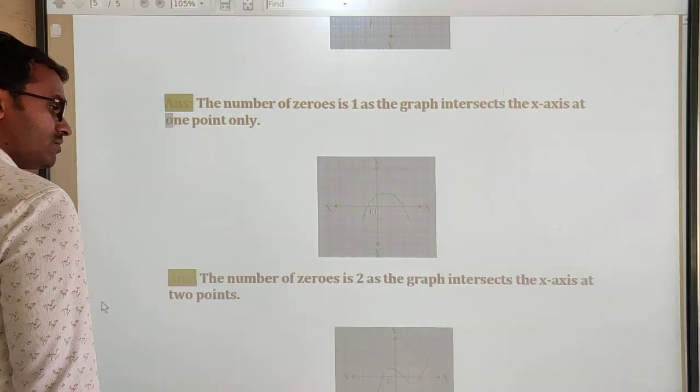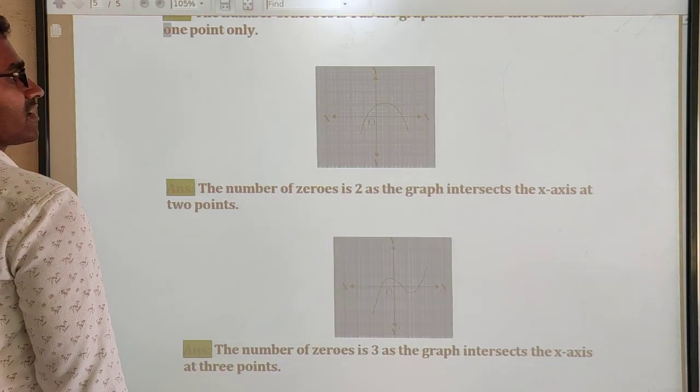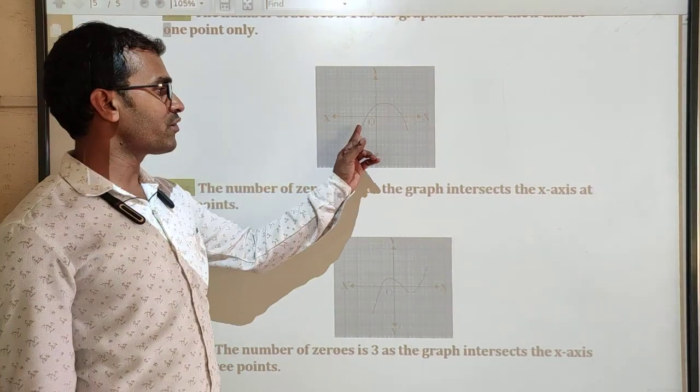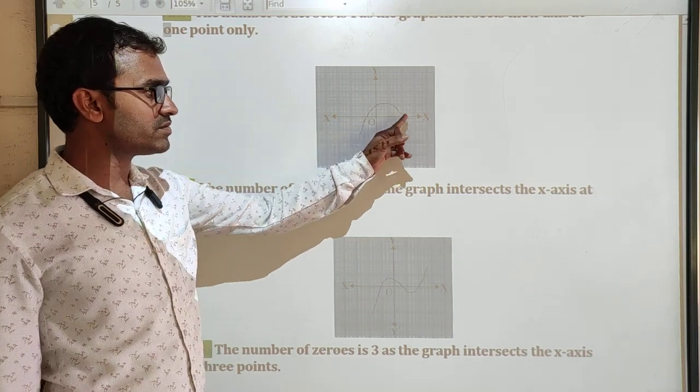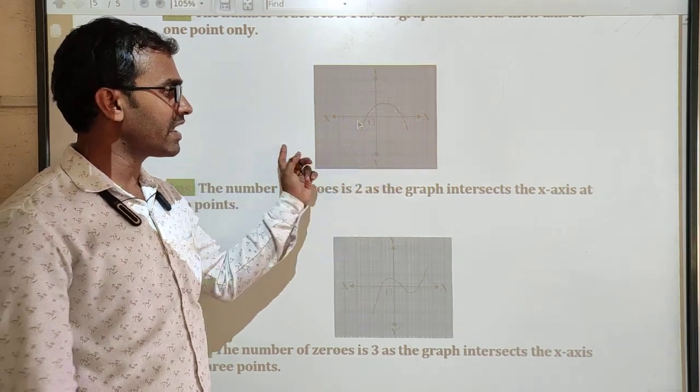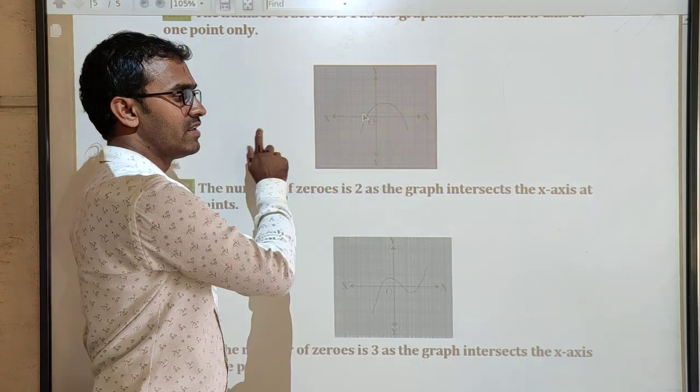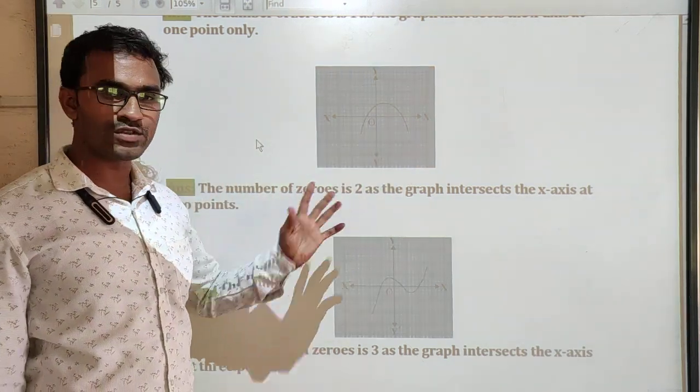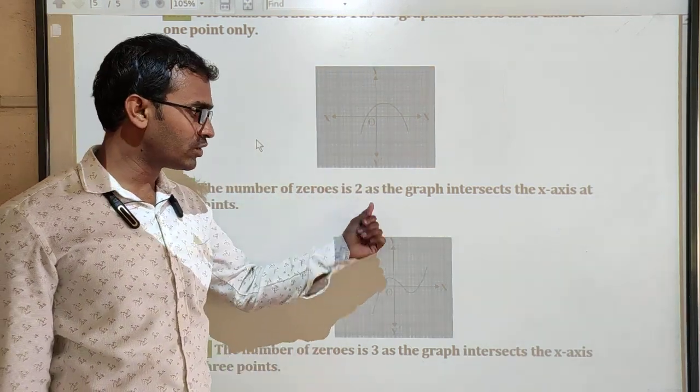In the second question, see the second graph. The graph intersects the x-axis 2 times, here and here. Therefore, the number of zeros is 2.